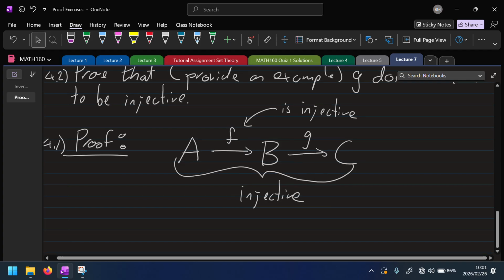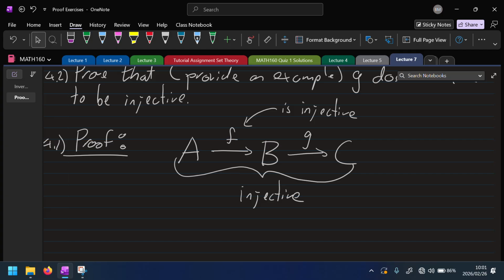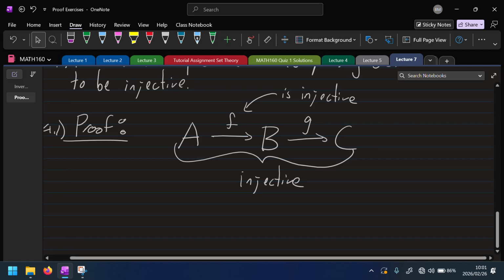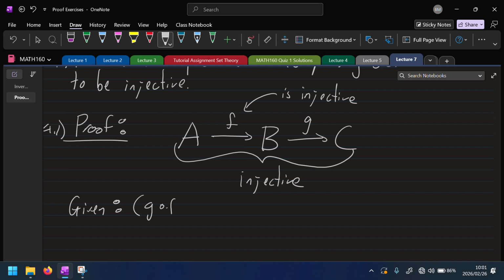Now, what does it mean for the whole thing to be injective? We know the definition, we can write it down. So, given g of f of x is equal to g of f of y, then x equals y. That's what it means for the whole thing to be injective, and we know this is true. That's given to us.